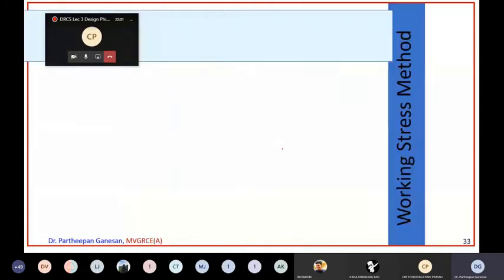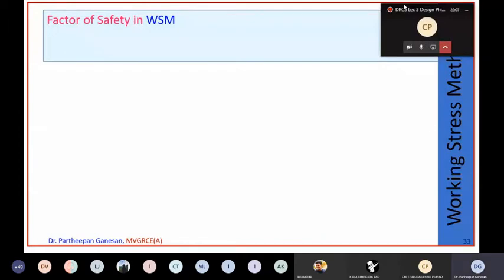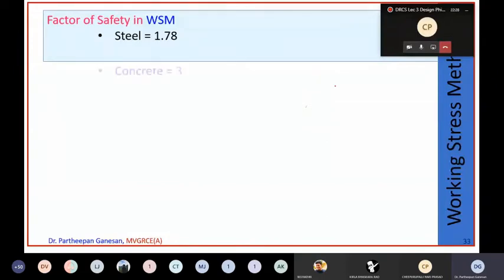And as I told you, the factor of safety for steel in a working stress method is 1.78. Actually this is not exactly correct, but I want to explain the concept, that's all. As I told in the last class, how this 1.78 was arrived and how 3 was arrived, I showed you Table 21 and 22, which show the permissible stresses in concrete and steel. So you can refer to that.